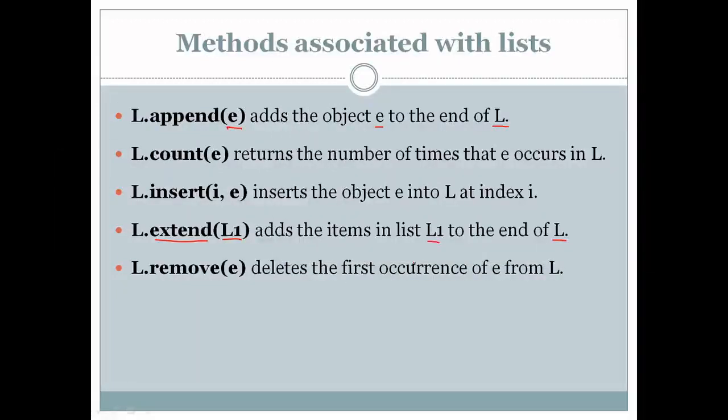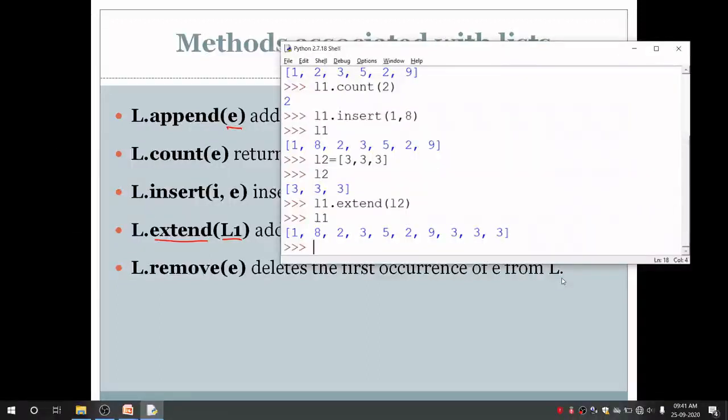The next method is the remove method. Remove deletes the first occurrence of E from L. So we can delete an element from a list by passing the element itself to the remove method, which removes the first occurrence of the element in the list. Let me use this: L1 dot remove in bracket.